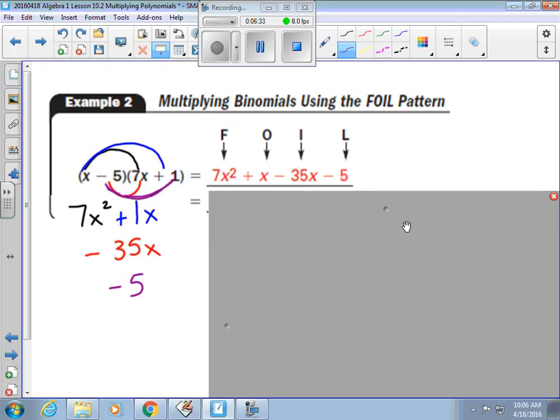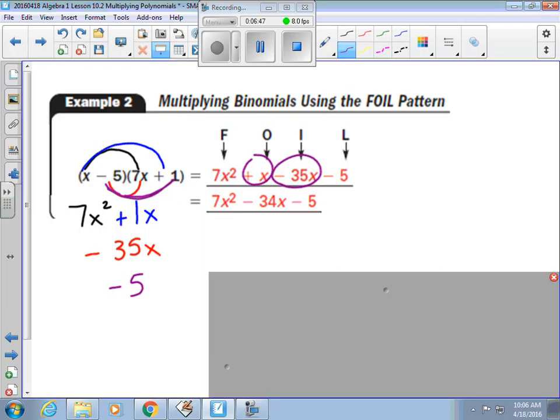Then all you have to do is combine your like terms. There are only two like terms here, the ones that have degree 1, x to the first power: 1x and negative 35x. When you put those two together, you get negative 34x. The rest of it will stay the same: 7x squared minus 34x minus 5. FOIL: first, outer, inner, last.